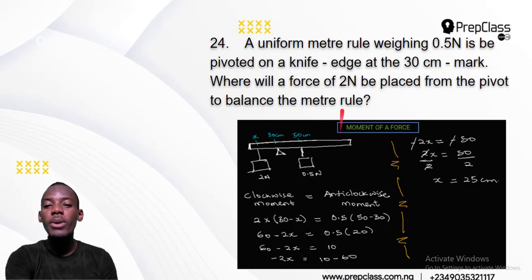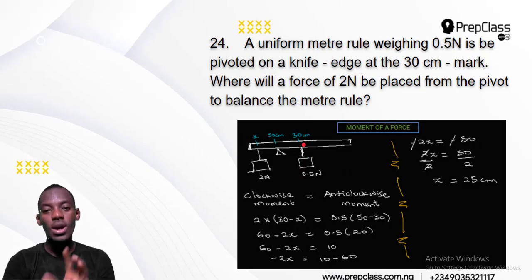Okay, now, they say that the weight is 0.5 Newton. That means the weight is at the middle of the metal rule. So the middle of 100 is 50. Therefore, you place the weight 0.5 Newton at the 50 centimeter mark, which is the middle, and that is where the weight of the metal rule is. So whenever you hear the weight of the metal rule, you know it is at the 50 centimeter mark, which is the center of the metal rule.